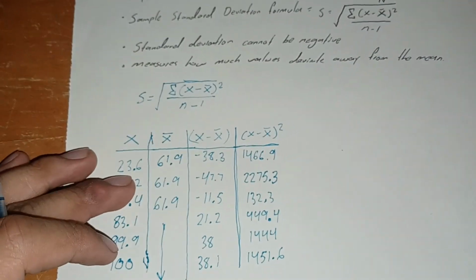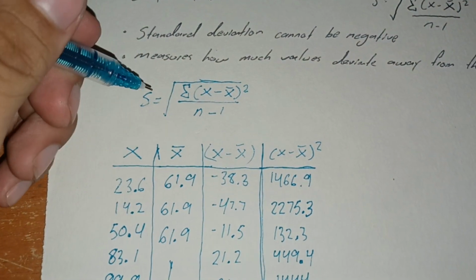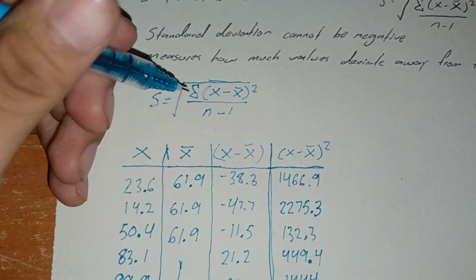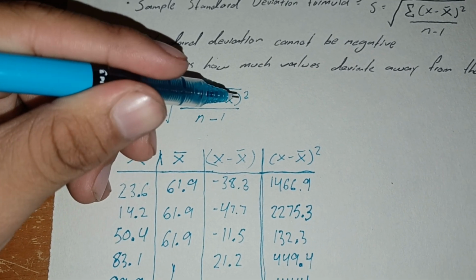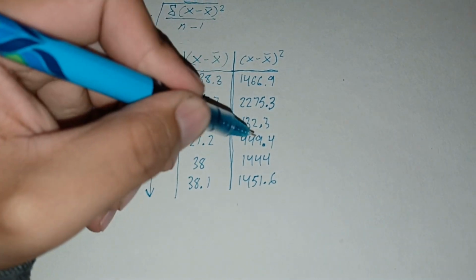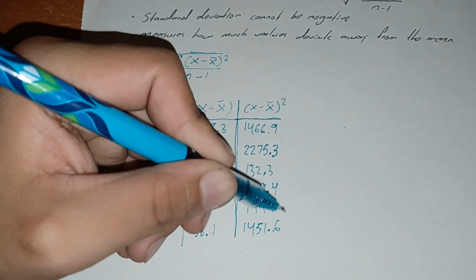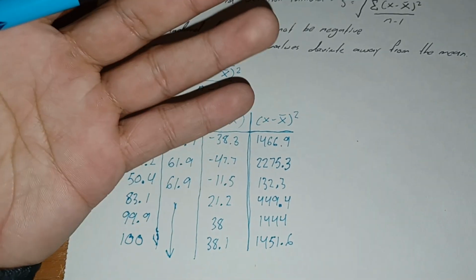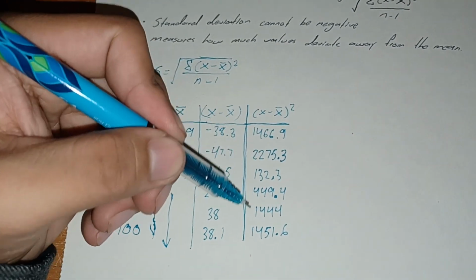Let us go back to the equation. What does it want from us now? The sum, uppercase sigma, the sum of x minus x bar squared. So it wants a sum of all of these. So forget about these columns. We're just going to look at this column. It wants us to simply add all of these numbers together.